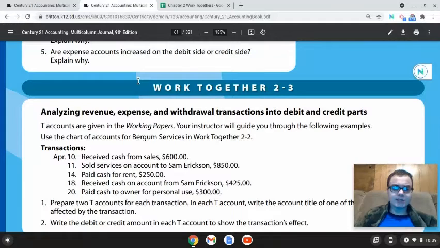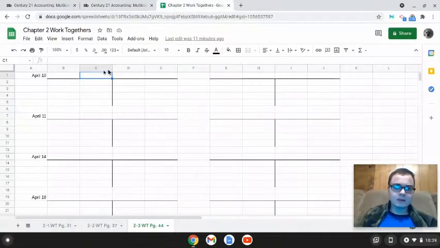So this first transaction reads, on April 10th, received cash from sales $600. Okay, so the first thing that we have to do is figure out what accounts are being affected here. So when we receive cash from sales, the 2 accounts that are being affected here are cash and also sales.